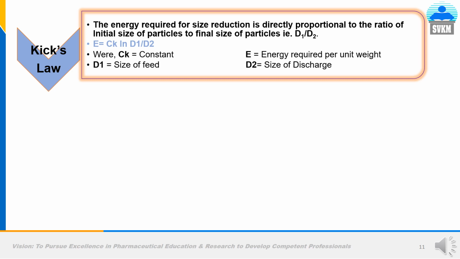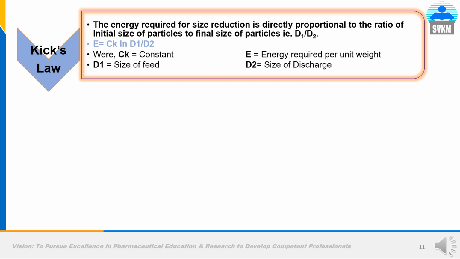As per Kick's law, the energy required to break the particles depends on particle size. If you observe the particle size between two stages, the initial particle size before size reduction and the final particle size after size reduction, the before will convert into the after. That's why energy is required. So the energy required for size reduction is directly proportional to the size of particles. So if you want fine particles, you require more energy.